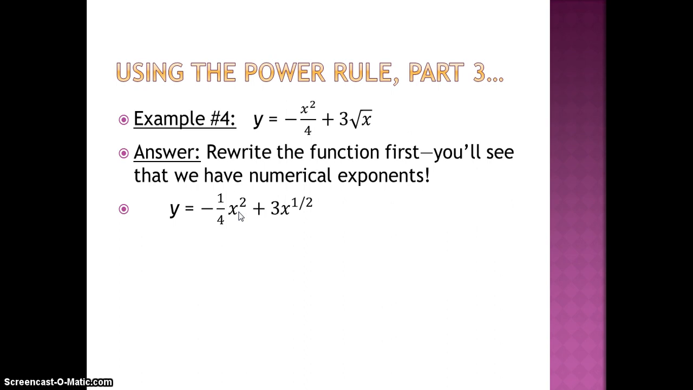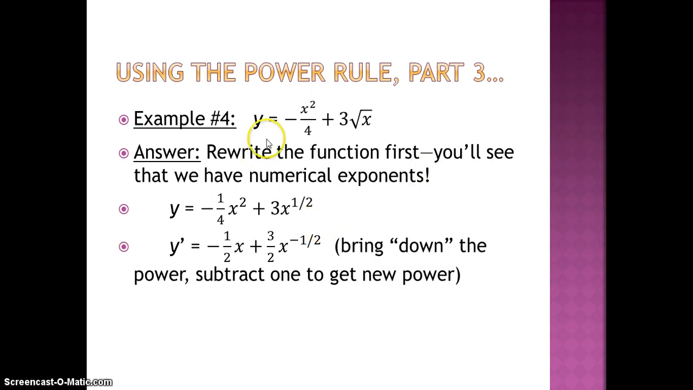Move that fraction out. In addition, 3 times the square root of x is written as 3 times x to the 1/2. Remember that if you have a square root, that becomes something to the 1/2 power. And now we can just apply our power rule. In doing so, we get negative 1/2 times x, because our exponent 2 will need to be subtracted by 1 to get our new power.